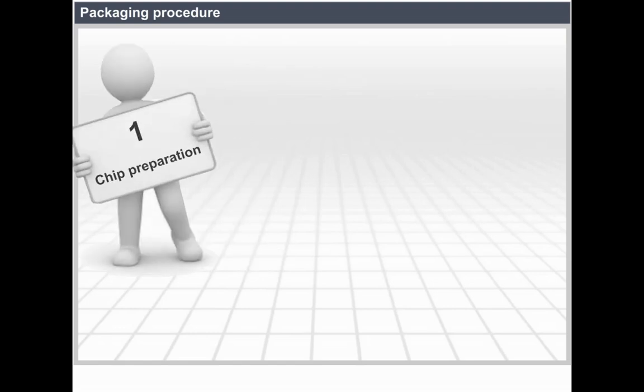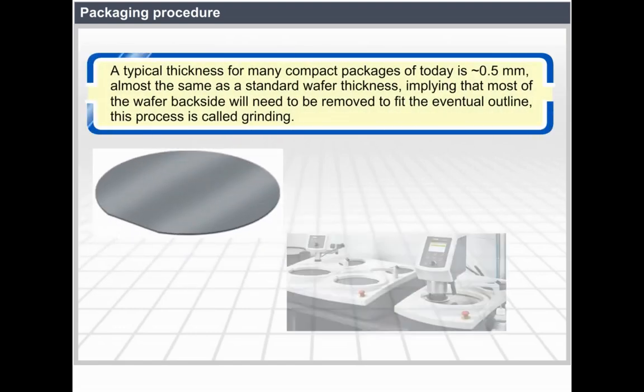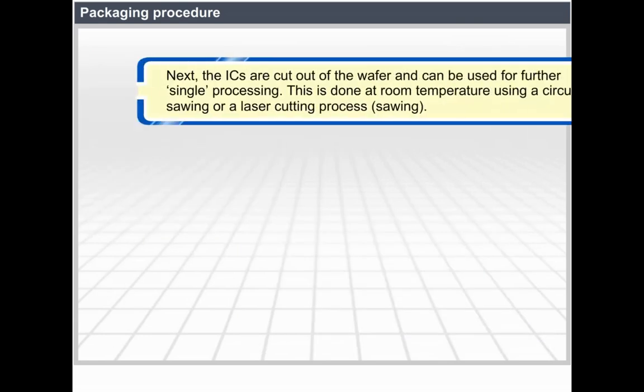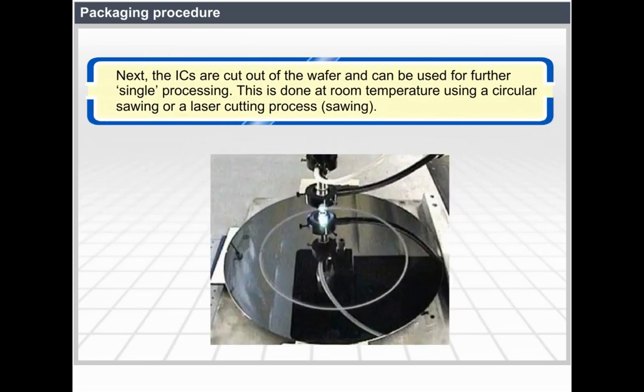Chip preparation. A typical thickness for many compact packages today is approximately 0.5 mm, almost the same as standard wafer thickness, implying that most of the wafer backside will need to be removed to fit the eventual outline. This process is called grinding. Next, the ICs are cut out of the wafer and can be used for further single processing. This is done at room temperature using a circular sawing or a laser cutting process.